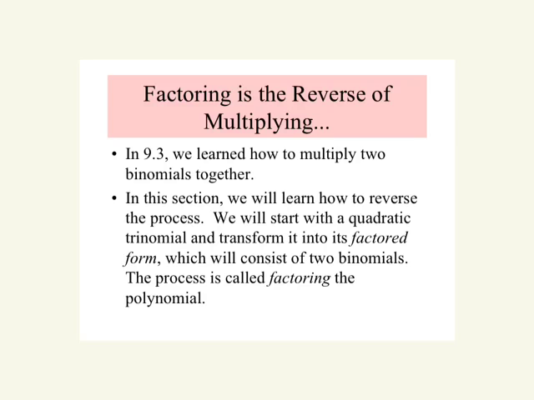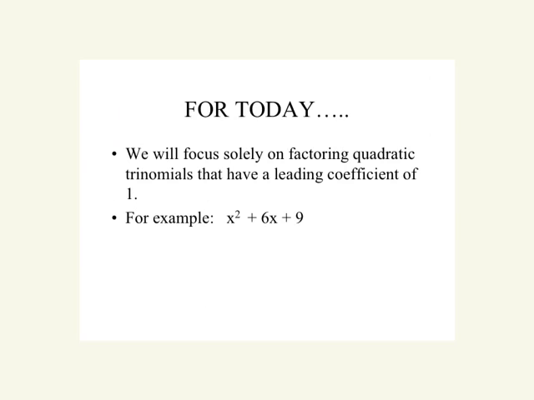We will start with a quadratic trinomial, and we will transform it into its factored form, which will consist of two binomials. Once again, the process of taking a sum and writing it as a product is called factoring. So in this lesson, we're going to focus solely on factoring quadratic trinomials that have a leading coefficient of 1. So every trinomial we factor will start with a positive 1.